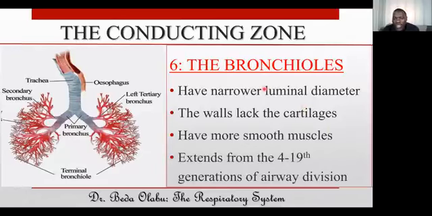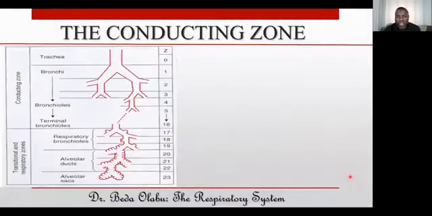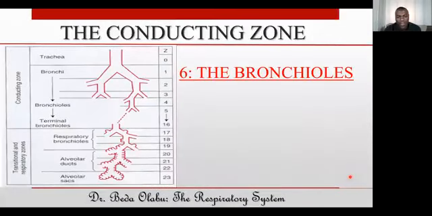The bronchioles extend from the 4th to the 19th generation of airway division. Remember, the bronchi were extending from the 1st to the 3rd generation of airway division. Bronchioles extend from the 4th to the 19th generation of airway division. Unfortunately, all of them are named. The good news is that they are named in groups. So it's something you can still know.